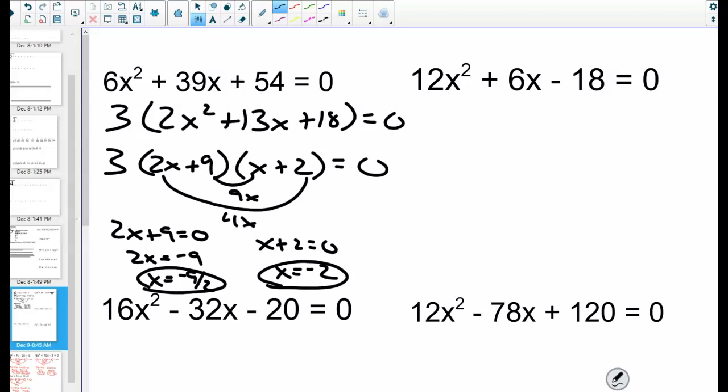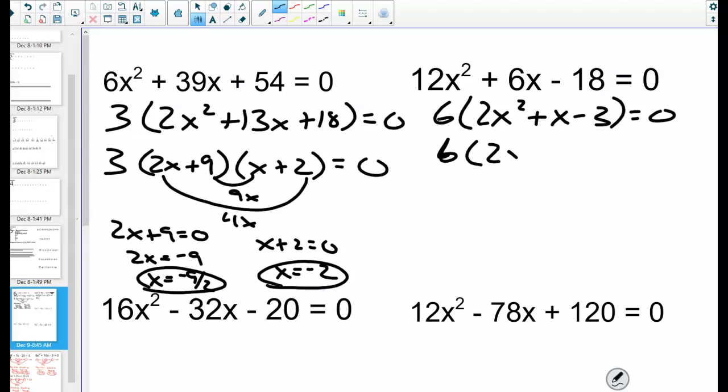Second one, we pull the 6 out. 2x squared plus x minus 3 equals 0. 2x and x right away. There's no options for 2. There's really no options for 3 either. It's got to be 1 and 3. I'm going to go 3 and 1 in this case.